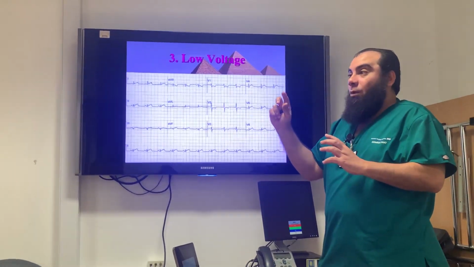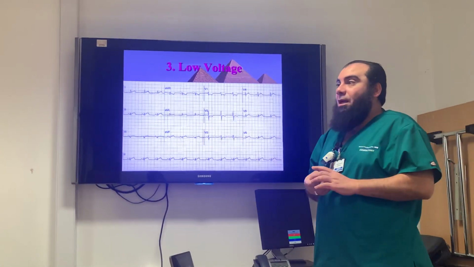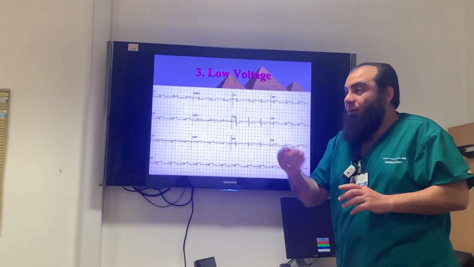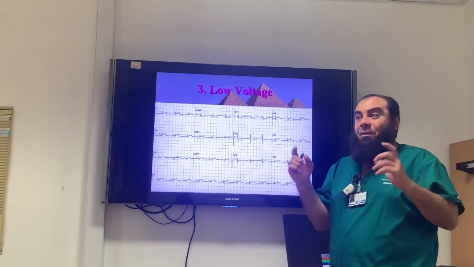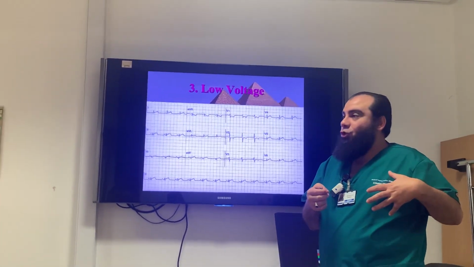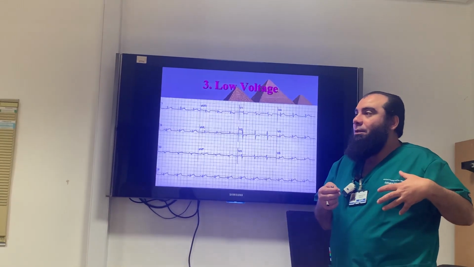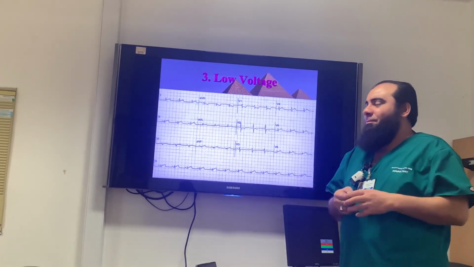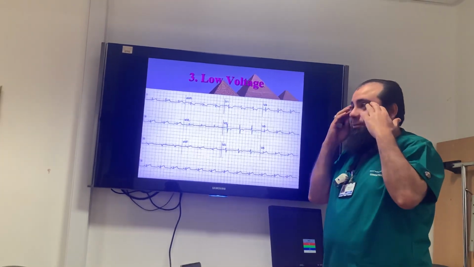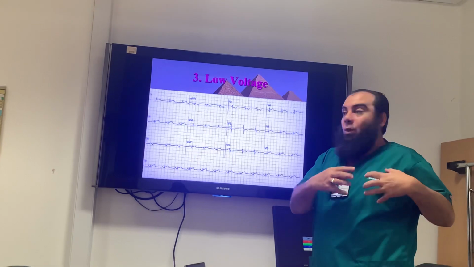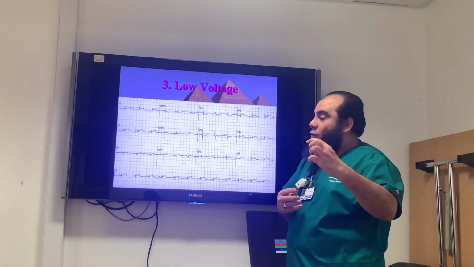I already gave a clue about the distance between the leads and the heart. So what else can it be? Pericardial effusion. What else? Same idea. Do you like pneumothorax? Oh yeah. Do you like emphysema? Yeah. Okay. You don't need to read, just understand. So anything that puts the heart away from the leads can be a cause of low amplitude.